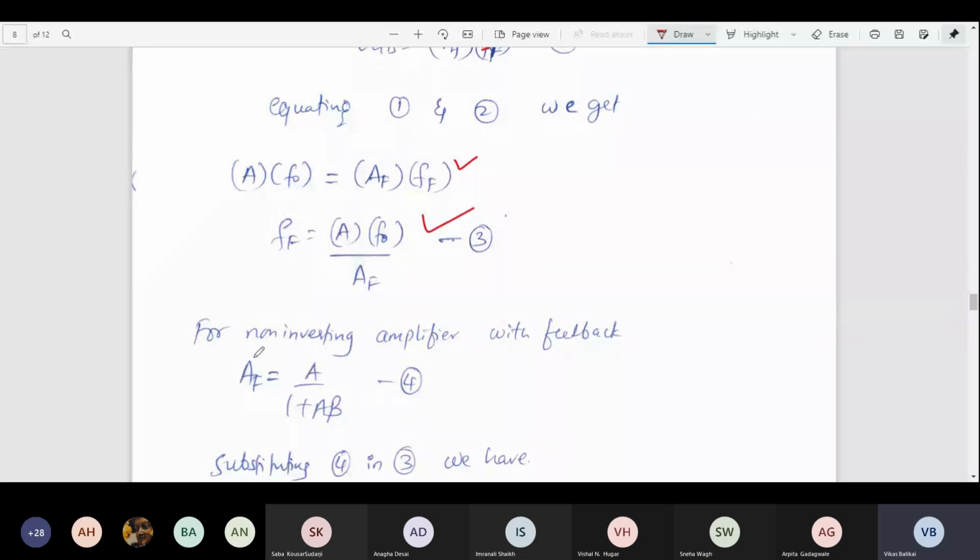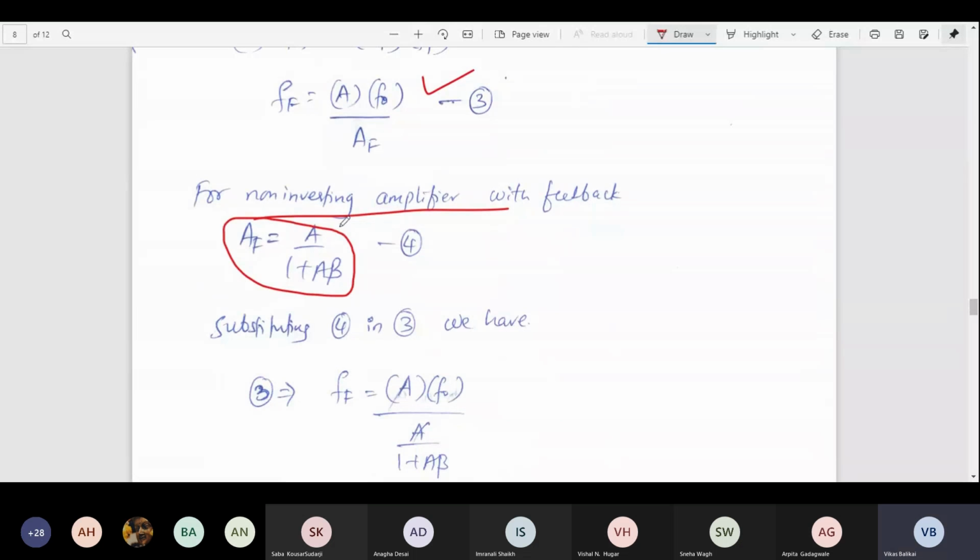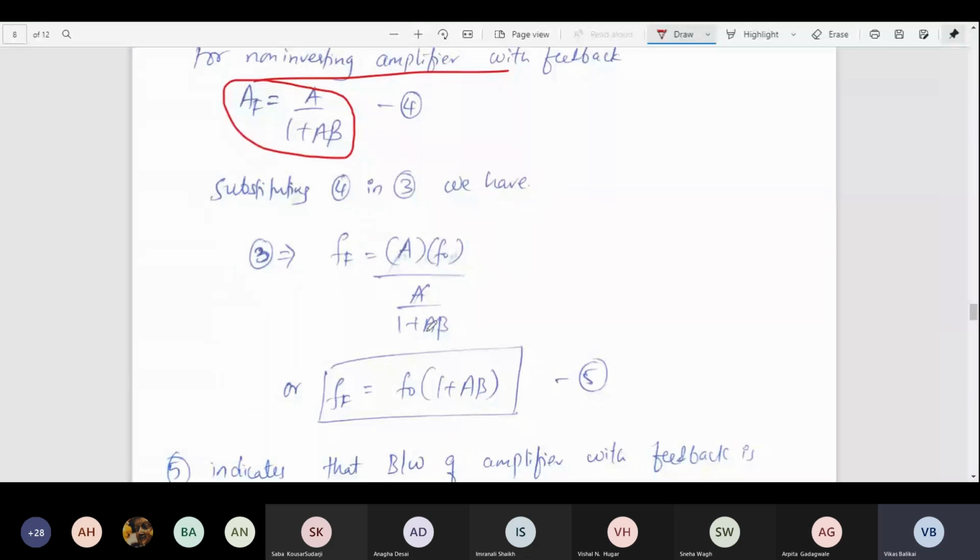Now I know that for the non-inverting amplifier, what we figured out in the very first class, the feedback amplifier gain is written as A divided by 1 plus A beta. So that's what we have written. Substitute this term over here: in place of AF, substitute A divided by 1 plus A beta. If I do that, A into f0 remains, and below it A multiplied by A divided by 1 plus A beta. Simplify: A cancels out and 1 plus A beta comes up, and the break frequency of the amplifier with feedback is f0 times 1 plus A beta.